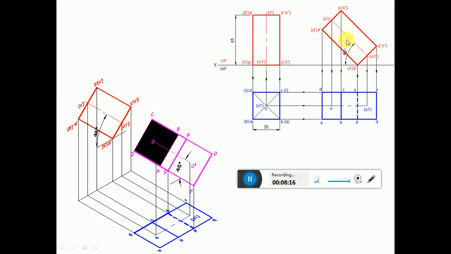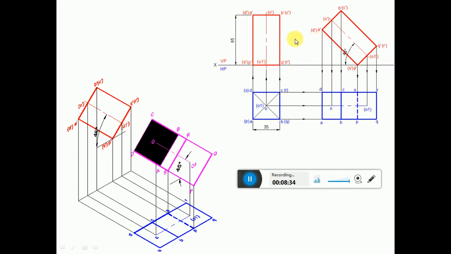So this is how we will be transferring the distances of the first position front view here and complete this second position front view exactly in the same way as that of the first position front view.